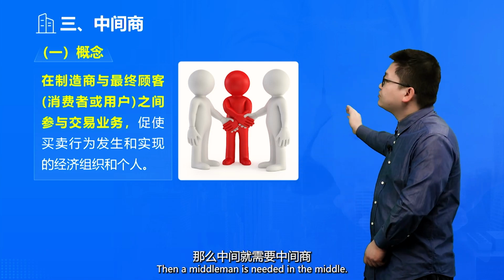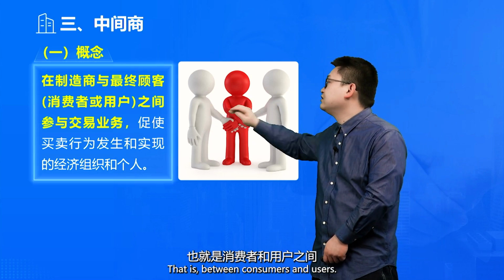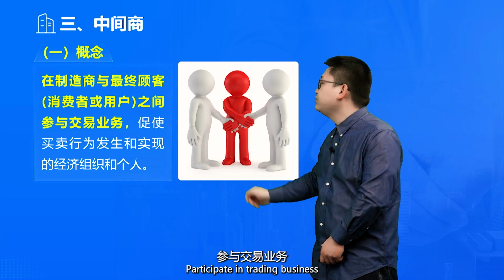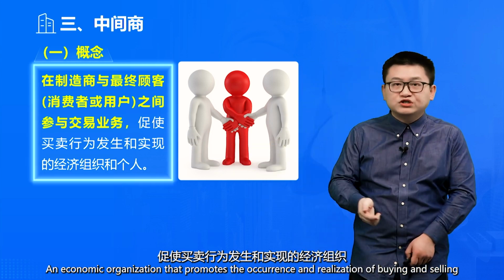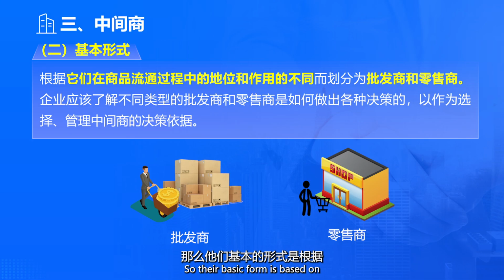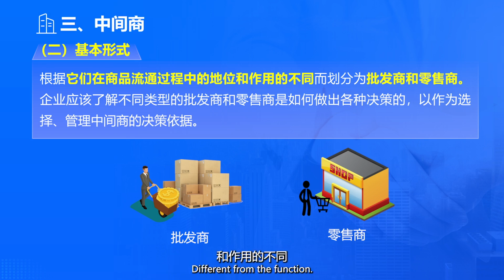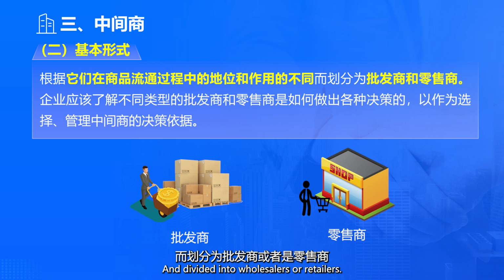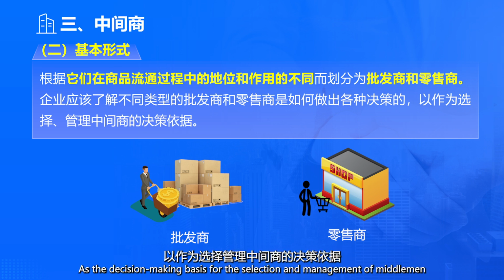Then a middleman is needed in the middle. The middleman stands between the manufacturer and the end customer, that is, between producers and consumers or users. It is an economic organization, or an individual, that participates in trading business and promotes the occurrence and realization of buying and selling. So their basic form is based on their position in the process of commodity circulation and their different functions, and they are divided into wholesalers or retailers. Enterprises should understand the different types of wholesalers and retailers and how to make decisions, as the decision-making basis for the selection and management of middlemen.